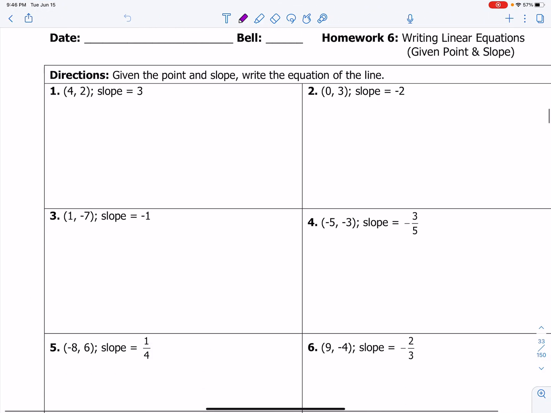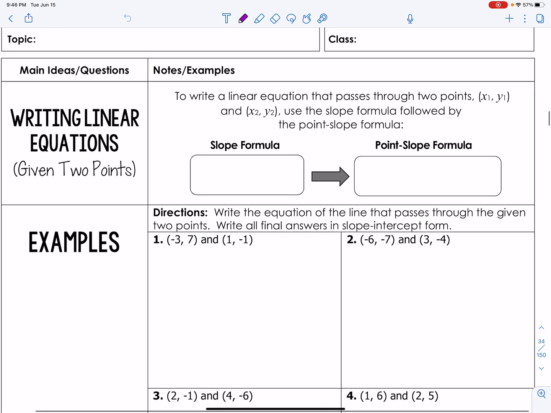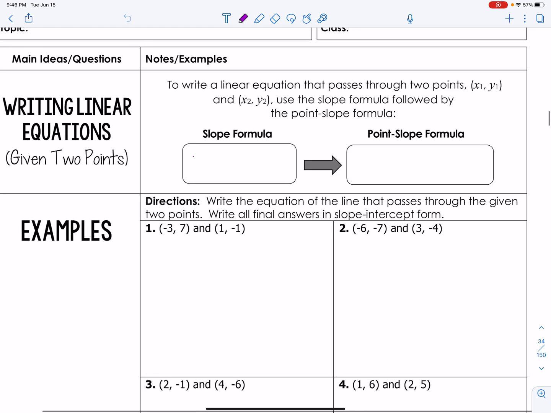All right, we're going to look at what to do when you're not given a point and a slope, but you're given 2 points. Remember, the slope formula is your rise divided by your run, which is like you take your y minus your y divided by your x minus your x, okay? And then we can use that to do the point slope formula.